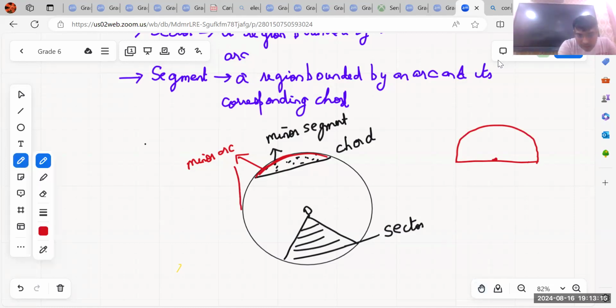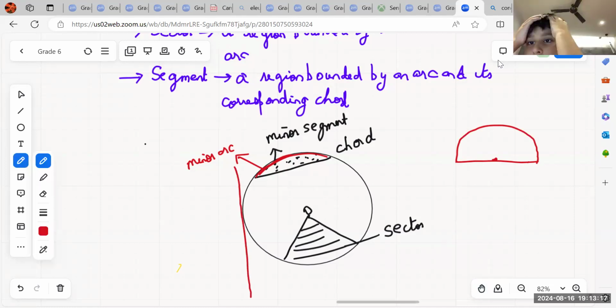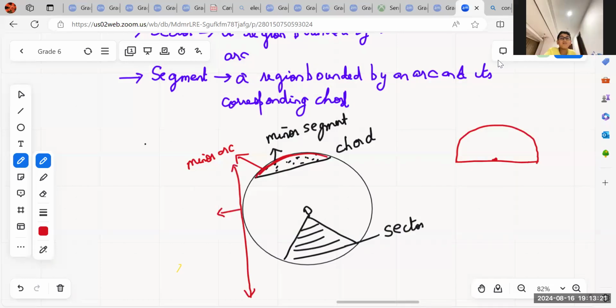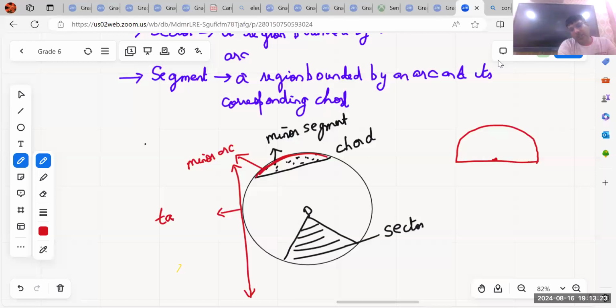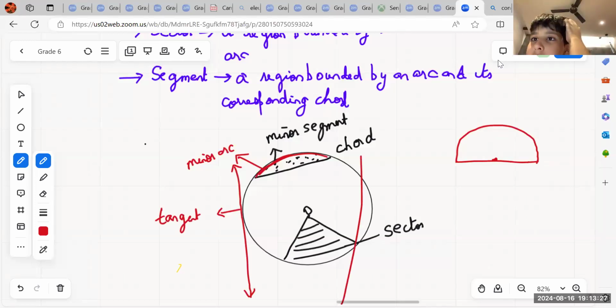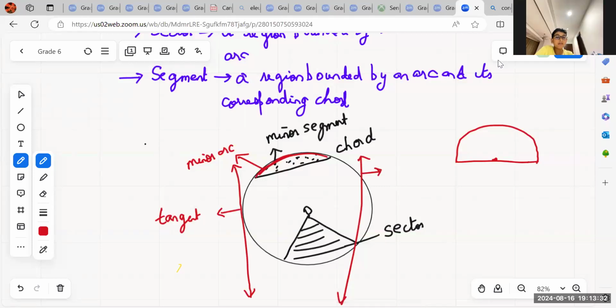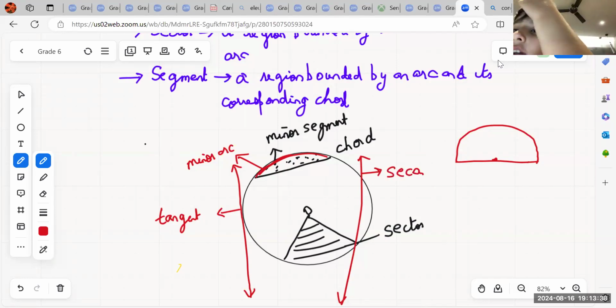Now what is this line called? This line is a tangent. How about this line? Not a segment. This is a secant, not second, secant. Okay, secant, right. So radius and diameter we already know.